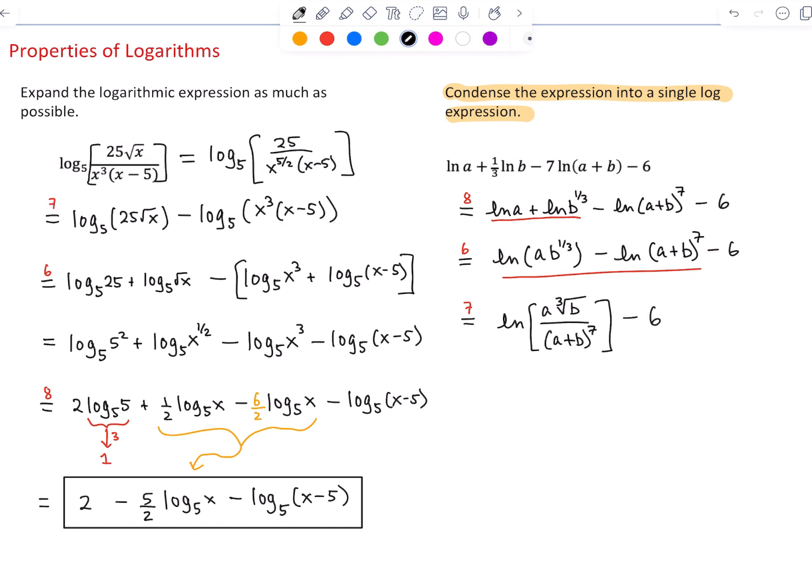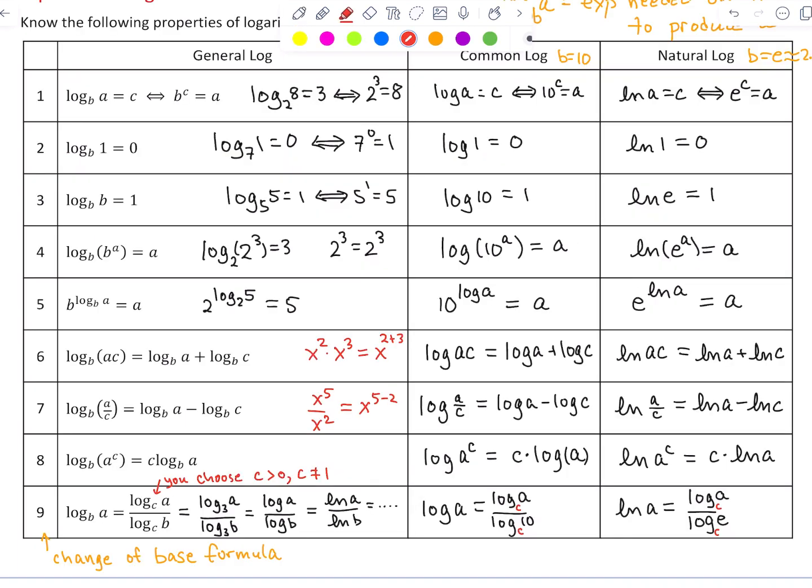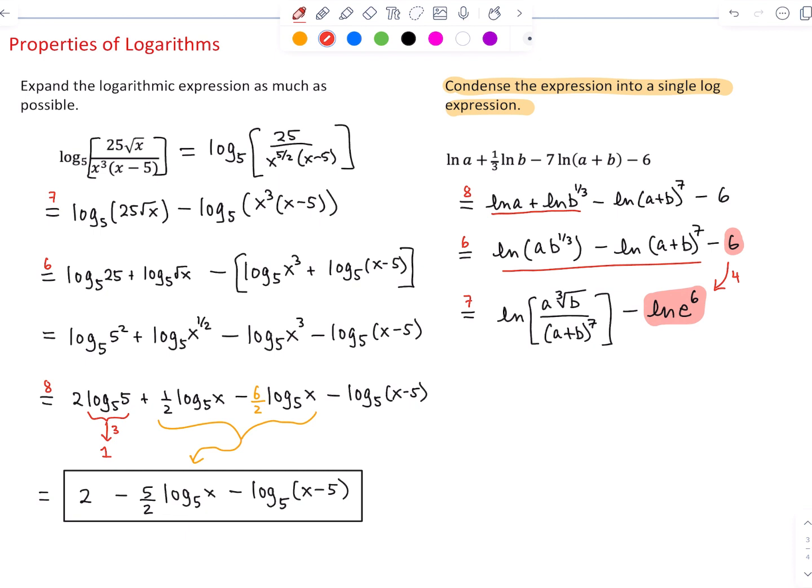Now we were supposed to condense the expression into a single log expression. Currently, I'm not quite there. I'm going to rewrite this 6 as the natural log of e to the 6. That's using property 4 in the natural log context. Any number you want, you can rewrite as natural log of e raised to that number. In this direction, it feels like a simplification. In this direction, it feels like a complication of the expression. So property 4 gets credit for doing that.